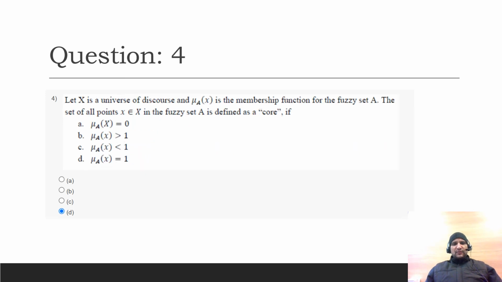Let X be the universe of discourse and mu_A(x) the membership function of element x for the fuzzy set A. The set of all points x belonging to the universe of discourse X in the fuzzy set A is defined as a core if the membership function mu_A(x) equals 1. So in the question it is given that core means when the membership function is equal to 1. Therefore the correct answer is D.